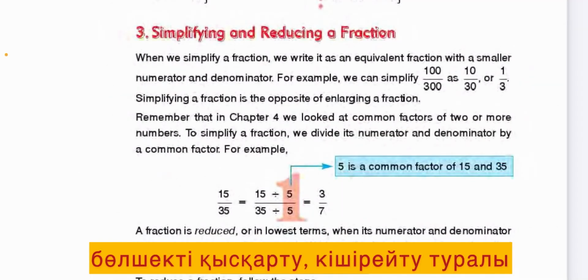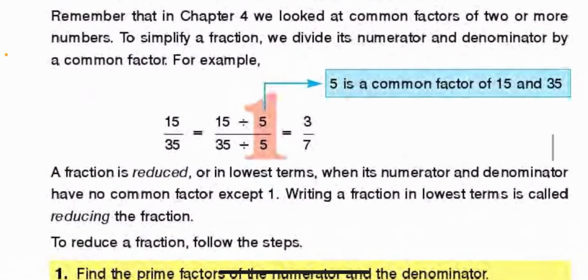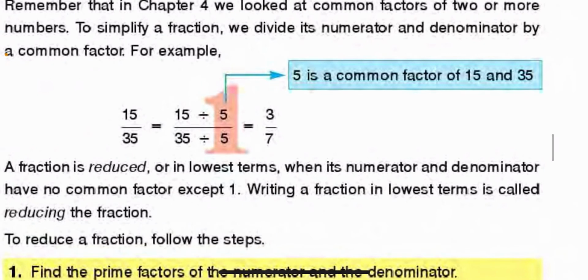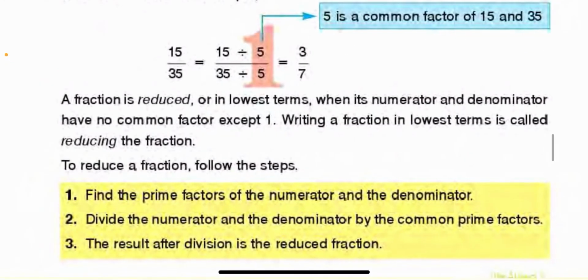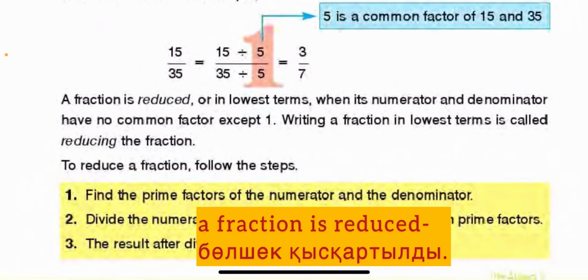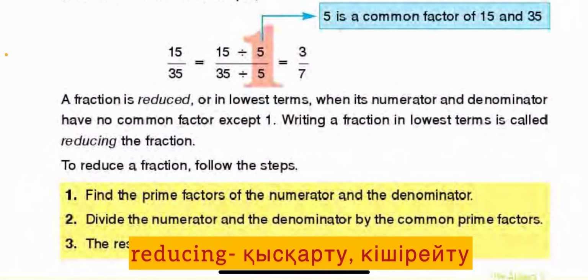Simplifying and reducing a fraction, I think it is very simple and easy for you. When we simplify, in this example, 15/35, we divide both the denominator and numerator by 5. We get 3/7. So 5 is a common factor of 15 and 35. New word: a fraction is reduced. Writing a fraction in lowest terms is called reducing the fraction.